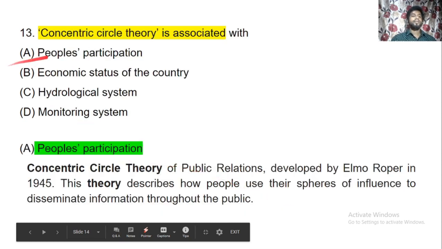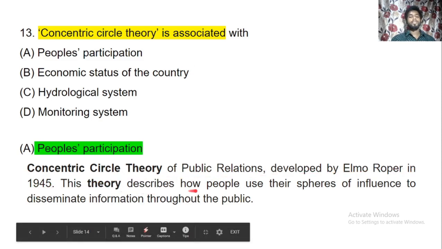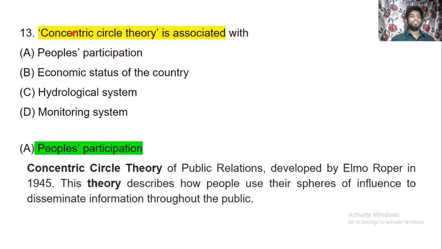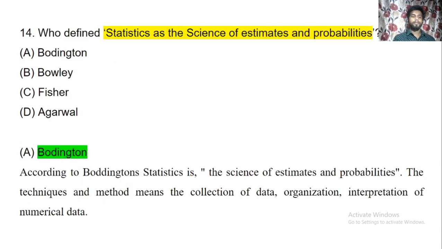Then next question, concentric circle theory is associated with people's participation. Now concentric circle theory of public relations was developed by Elmo Roper in the year 1945. This theory describes how people use their spheres of influence to disseminate information throughout the public. So this theory is associated with people's participation. It's a theory of public relations developed by Elmo Roper in 1945.